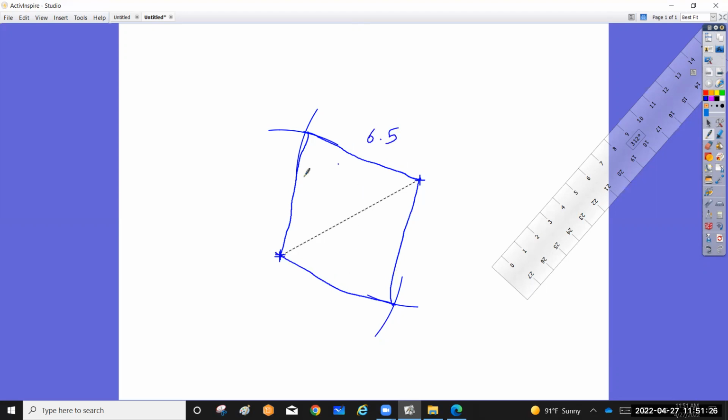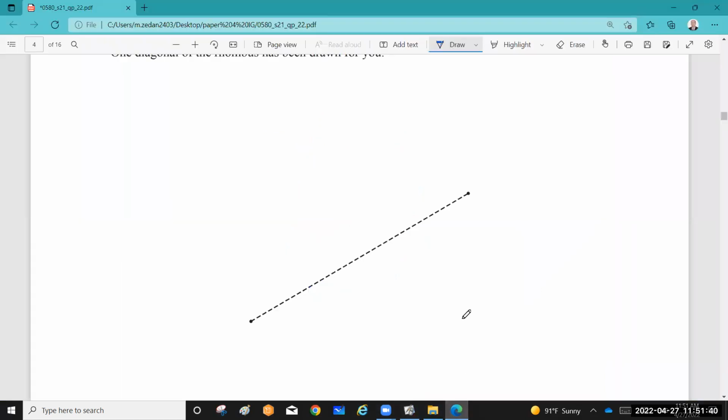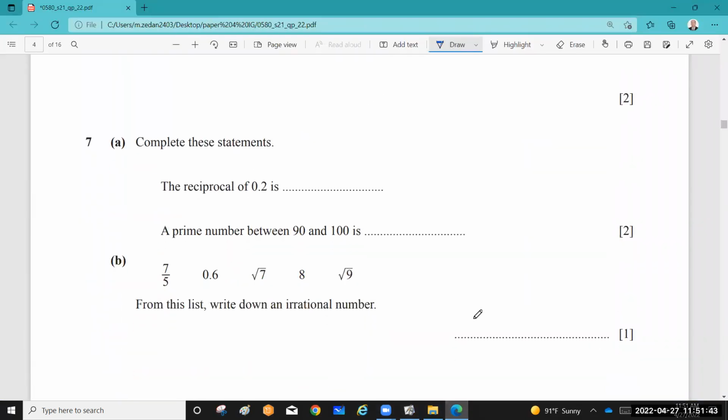Now you have a parallelogram with equal sides. Each one is 6.5 centimeters. This is the answer. And of course, leave your arcs, don't remove them. Okay, let's continue to the next question.